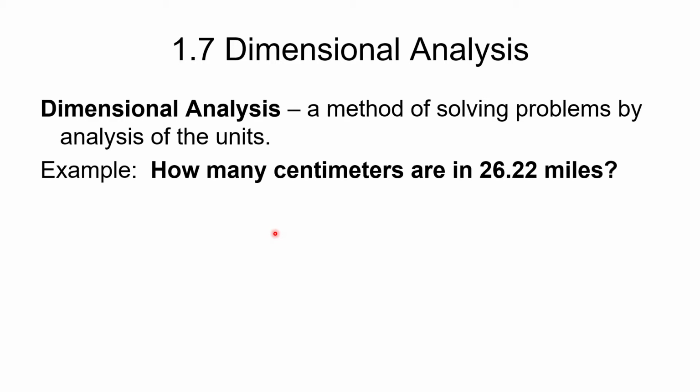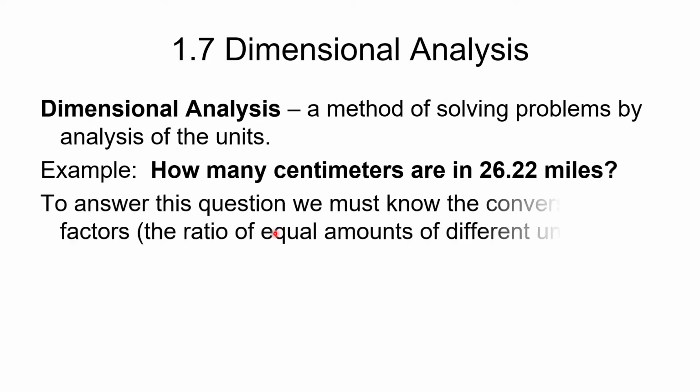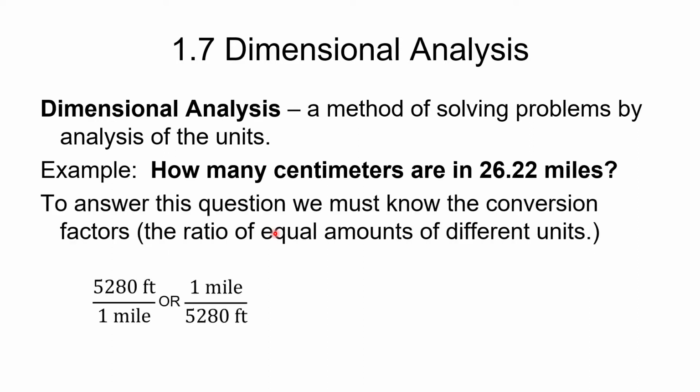Now, offhand, you probably don't know how many centimeters are in a mile because who would know that, right? That's not a useful bit of information. But using the back of your periodic table, there's some conversions there that are quite useful. We know that 1 mile is equal to 5,280 feet. And so two possible conversion factors that we could use are 5,280 feet over 1 mile or 1 mile over 5,280 feet. That tells us how many feet are in a mile.